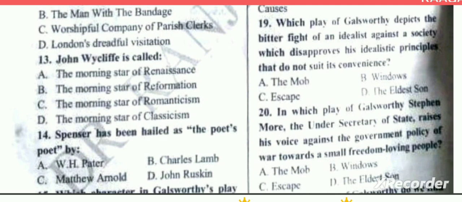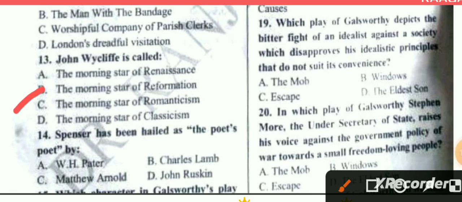13 number. John Wycliffe is called the morning star of Renaissance, the morning star of Reformation, the morning star of Romanticism, or the morning star of Classicism. So this 13 number question's answer is the morning star of Reformation. This second B option is correct in this question. B number option is correct.